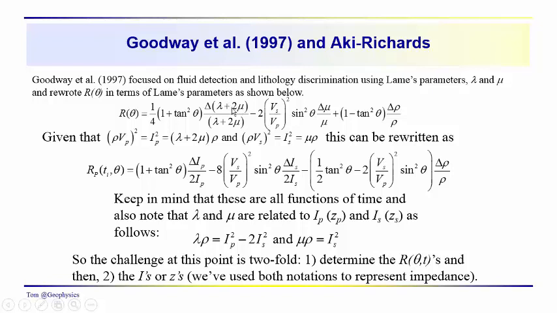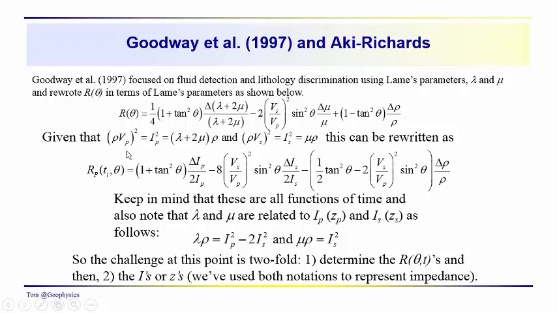And so we can take this form and rearrange it, but first note that rho v sub p squared is an impedance squared. The product of the density times the velocity gives us an impedance, and we've squared it here. The square of the compressional wave impedance is equal to lambda plus 2 mu times the density. And the square of the shear wave impedance, which we can represent by a capital I in this case, could be a Z, is equal to mu-rho.